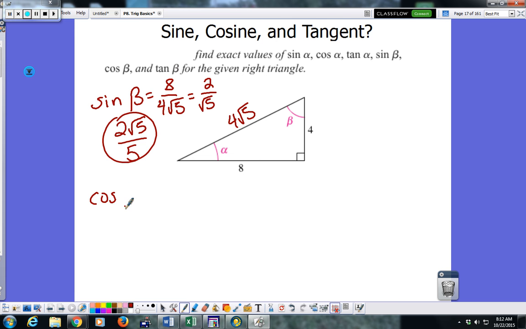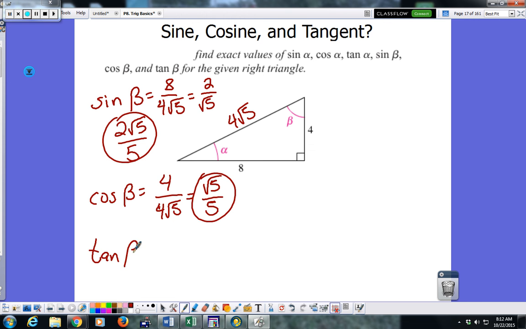So should the cosine of beta not be the same thing as the sine of alpha? Yes. Cosine of beta, here's beta. Cosine is adjacent over hypotenuse, so it's just 4 over 4 root 5, which is going to be that same root 5 over 5. And the tangent of beta, tangent is opposite over adjacent, which instead of 4 over 8 is now 8 over 4, which is, instead of a half, is now 2.